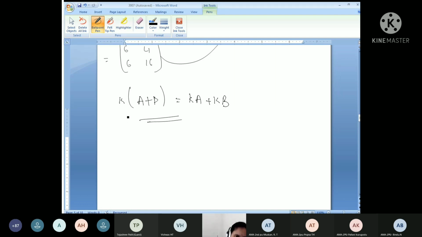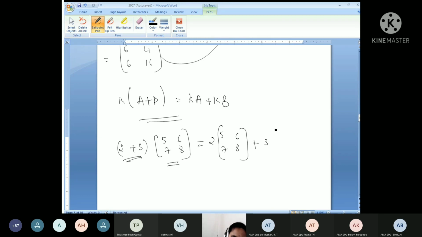Second property, suppose you have like this 2 plus 3, 5, 6, 7, 8. See, this is scalar, this is matrix. You can do like this 2 into 5, 6, 7, 8 plus 3 into 5, 6, 7, 8. Do this, what you will get? 10, 12, 14, 16.